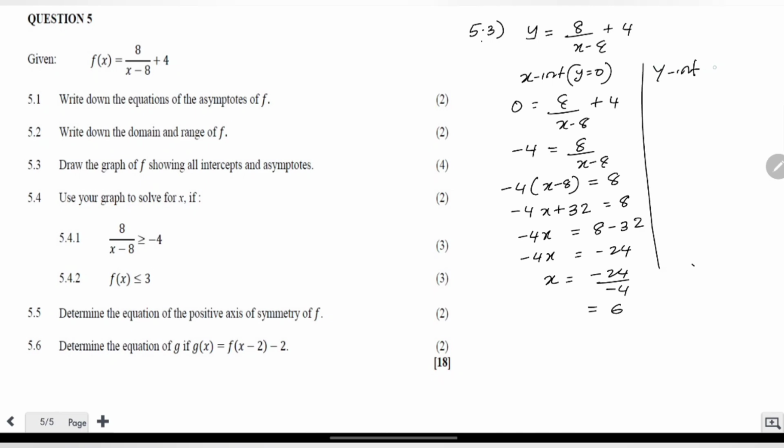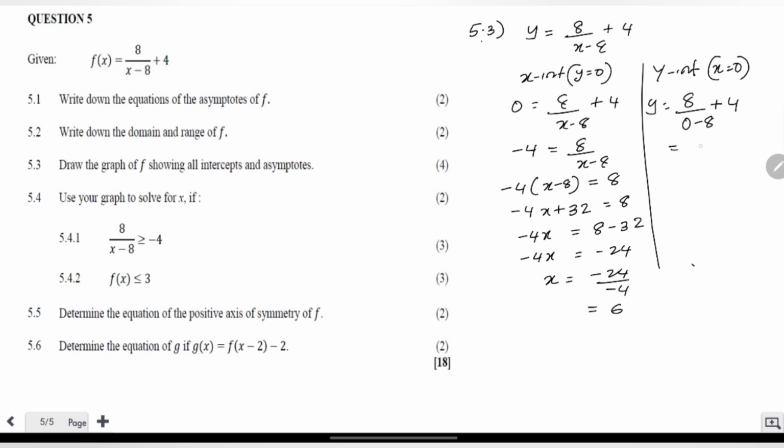Y-intercept, how do we get it? Put x equal to 0 in the main function. Where is x? Here is x, isn't it? So y is equal to 8 divided by 0 minus 8 plus 4.